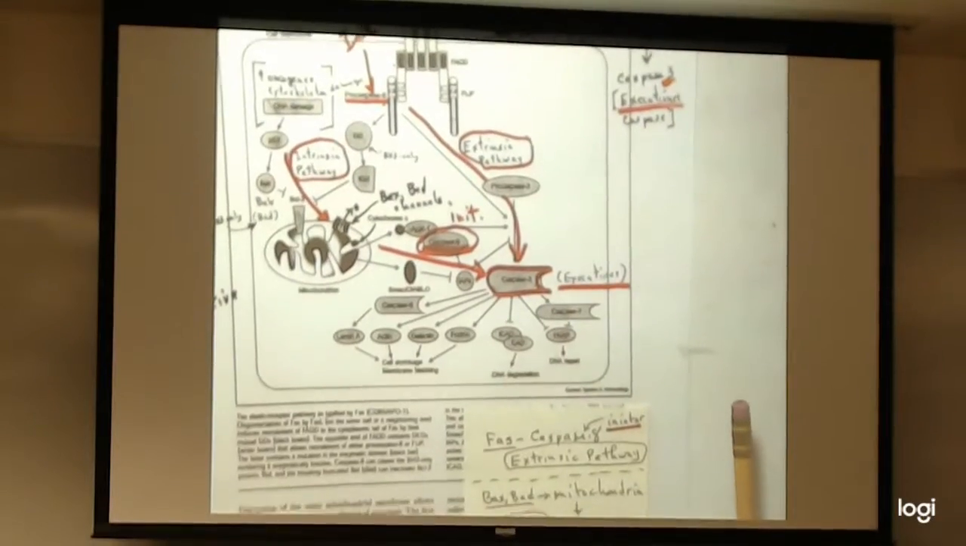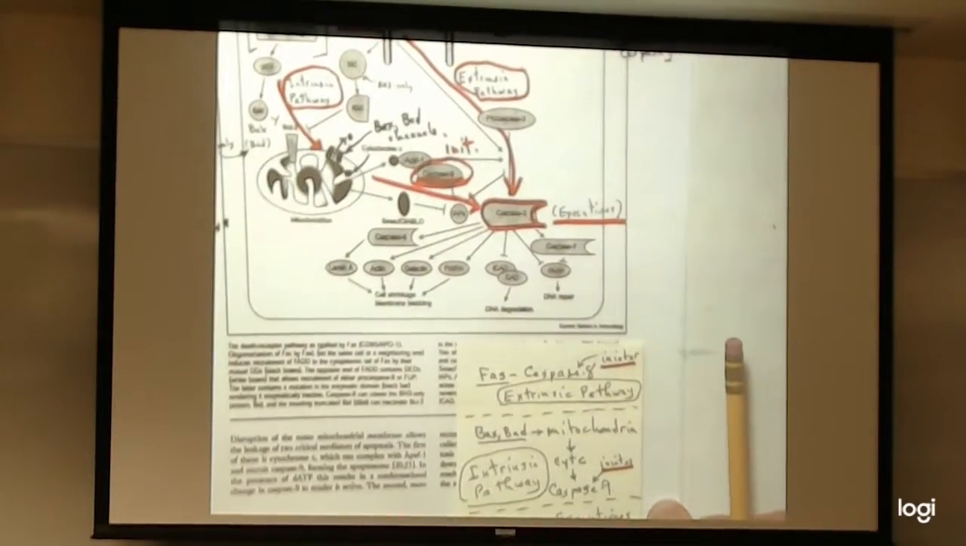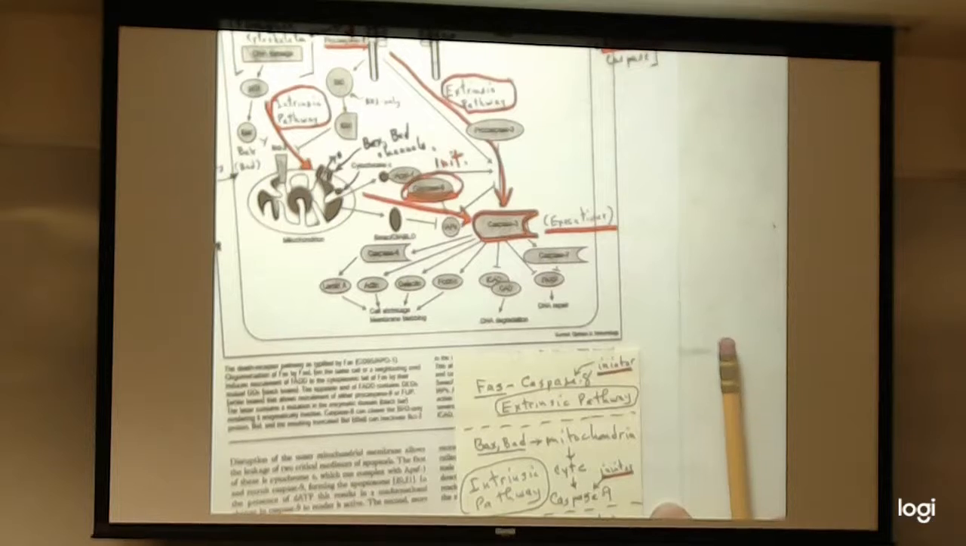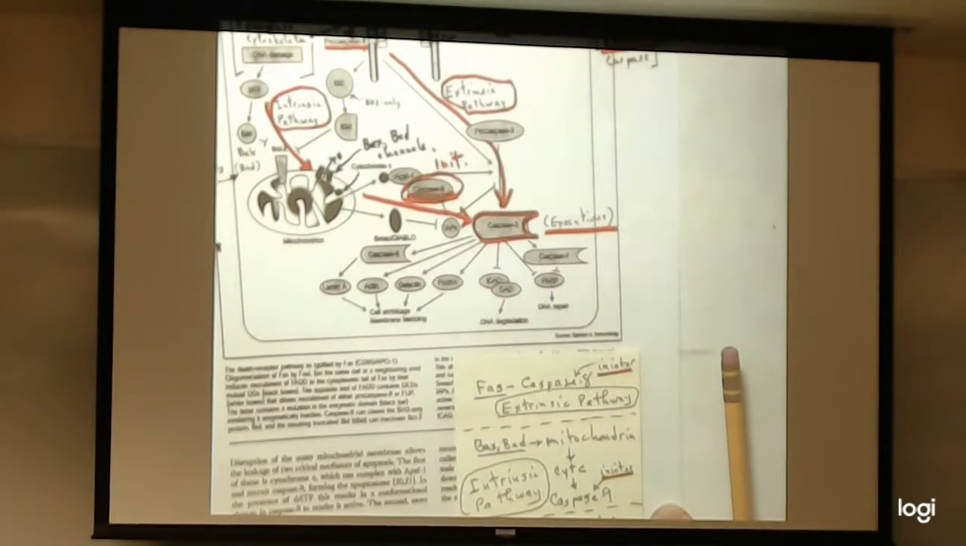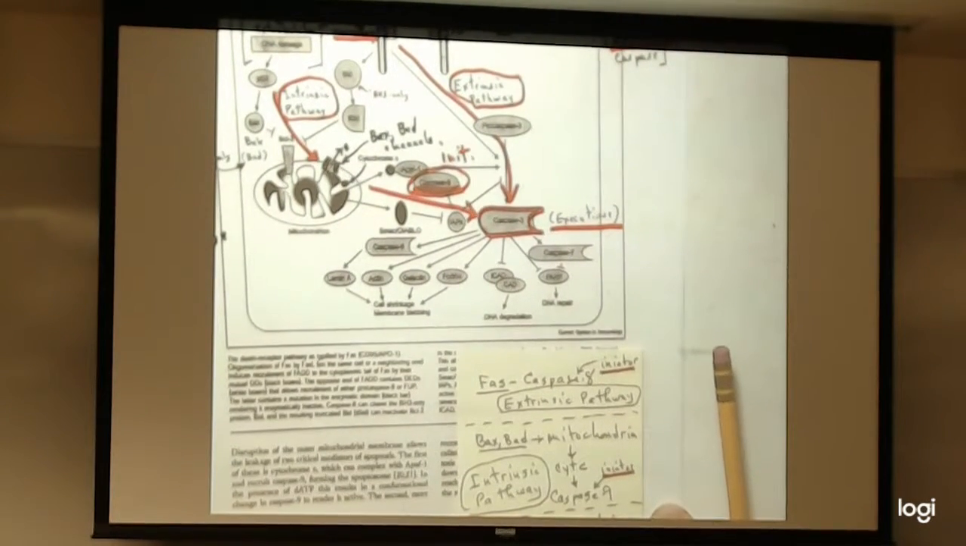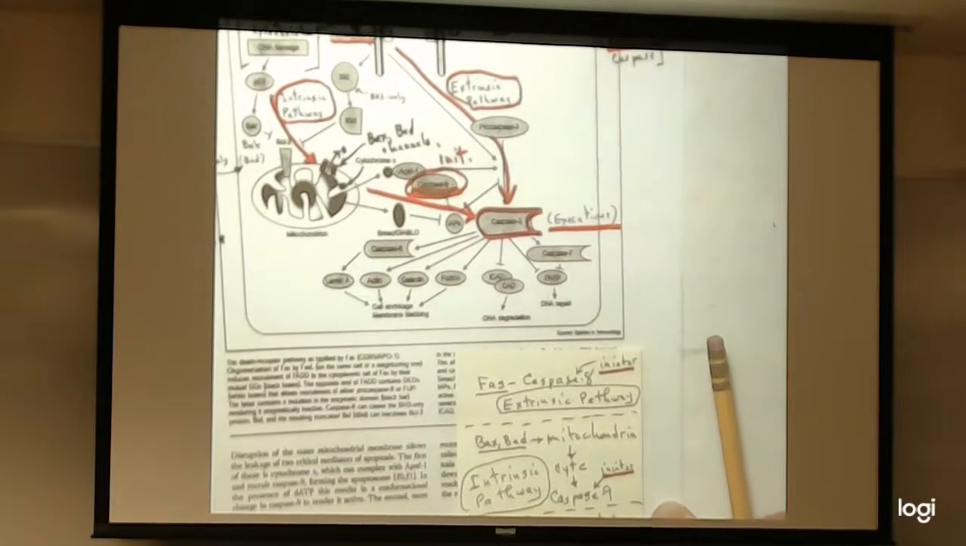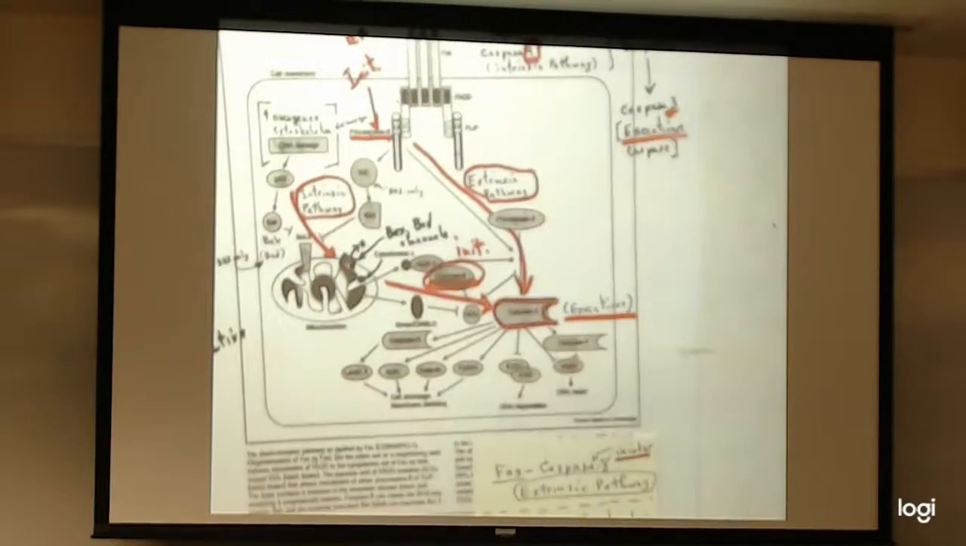Okay? This you will know with the test, probably simply at the level of a multiple choice or a true false. The initiator caspase for the extrinsic pathway is caspase 3, caspase 8, caspase 9. You're going to have to remember.